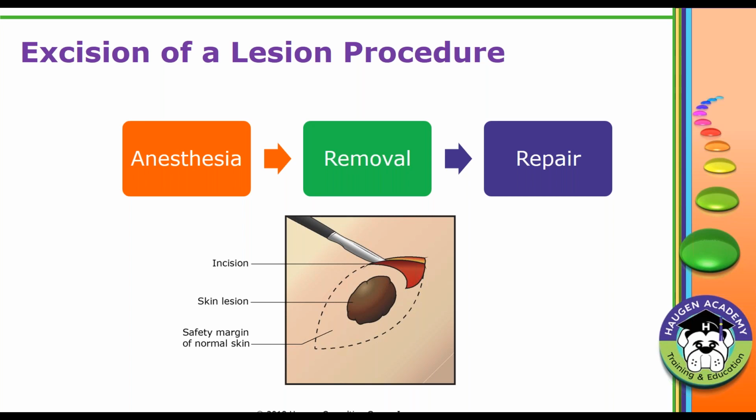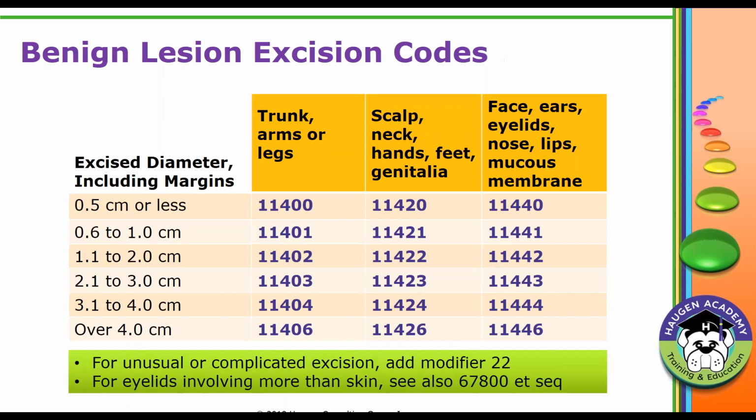So the removal and the repair are where we find some coding differences, and it kind of depends on what exactly is done. So we'll walk through that. There are different types of removal and repair that are done depending on the size, the location, and the preference of the physician, to best excise the lesion and determine what's going on. So let's start by looking at our benign lesion excision codes.